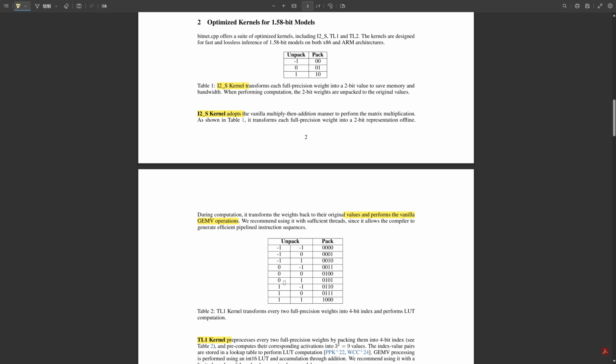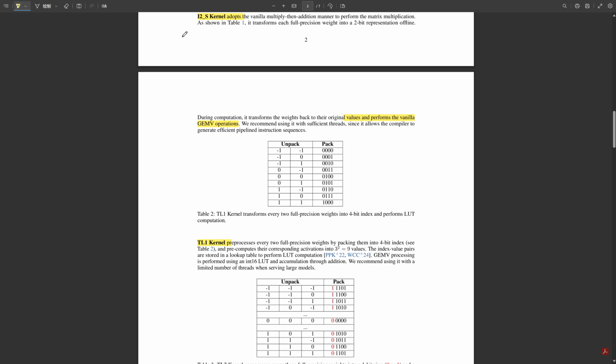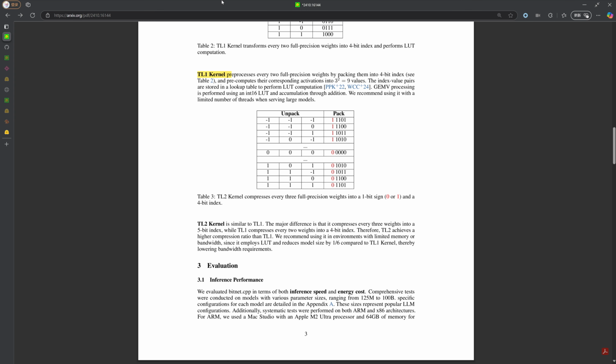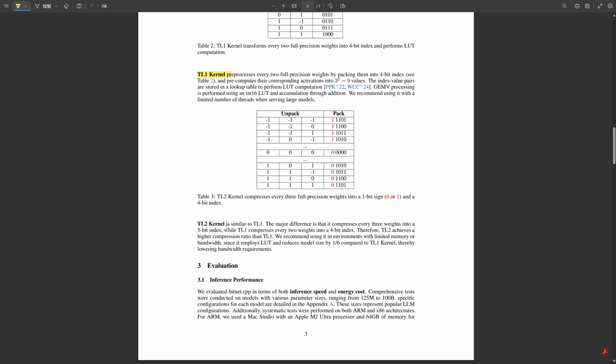And that 4-bit index points directly to pre-computed results stored in an integer lookup table, specifically in 16. And critically, the activations that correspond to those weight pairs are also pre-computed and stored in the LUT. So the big idea here is swapping complex math, multiplication, for much faster table lookups and just simple addition, trading pre-computation and some memory for runtime speed.